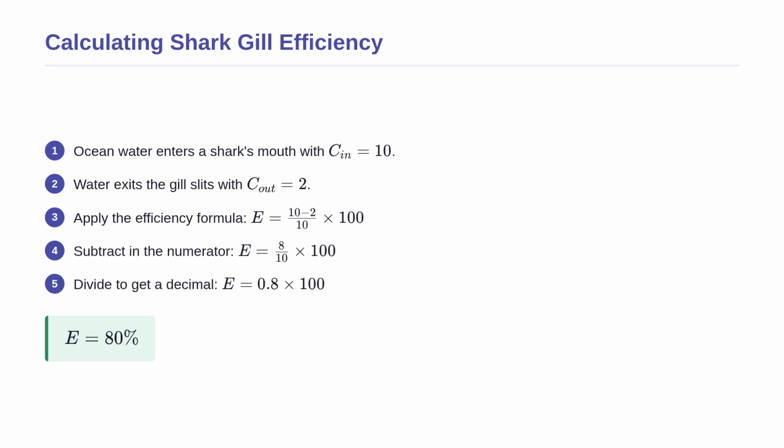We use our formula and substitute 10 for C in and 2 for C out. Subtracting 2 from 10 shows that the shark extracted 8 units of oxygen. Dividing 8 by the initial 10 gives 0.8. Multiplying by 100 gives a final answer of 80%. This proves physically that the shark's gills are a masterpiece of evolutionary design.